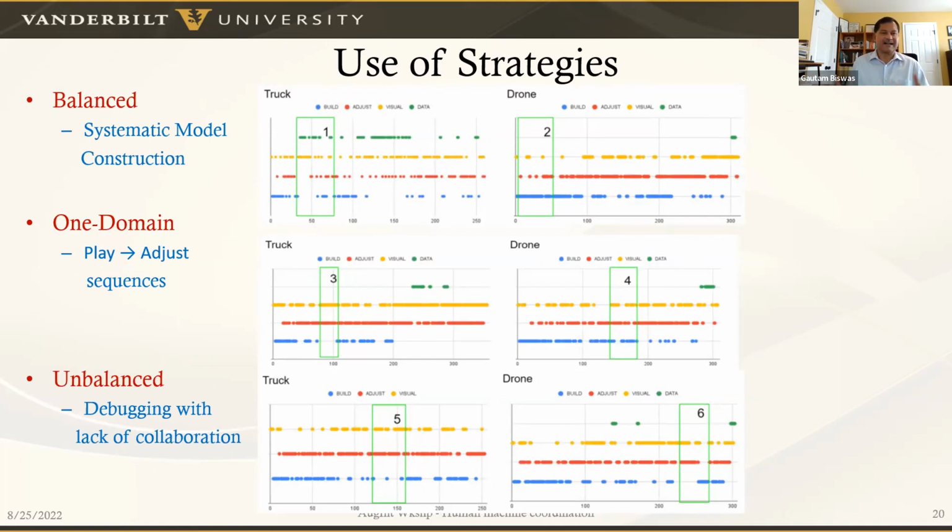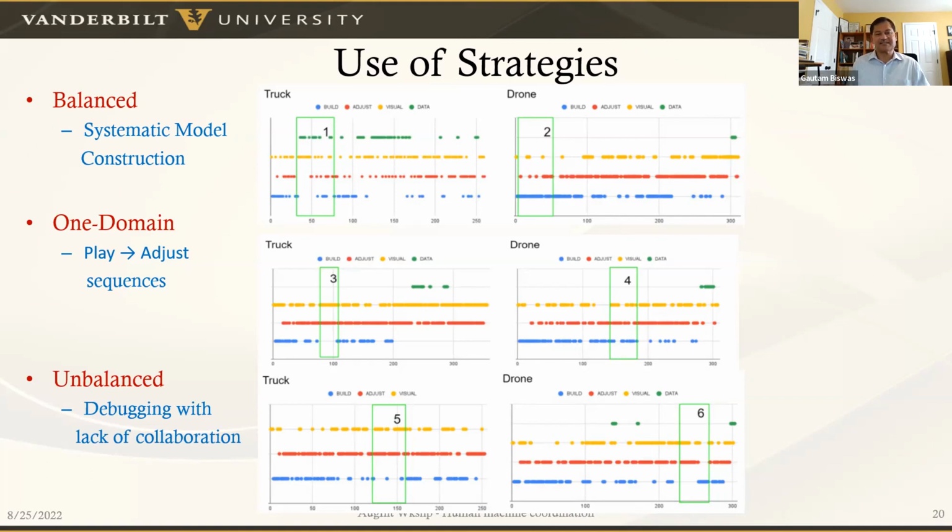again, I'll go through this very fast. The balanced group showed a lot of systematic model construction. They used model building in parts. They would build part of the model, test it and make sure it was working correctly, then go on to build another part. This we call systematic model construction, which was a good strategy. The one domain group, because they lacked knowledge, did a lot of trial and error initially and throughout. They would play, which is run the simulation, look at the results, quickly adjust the model, and run the simulation again. But in the end, they were successful and they did more systematic construction.